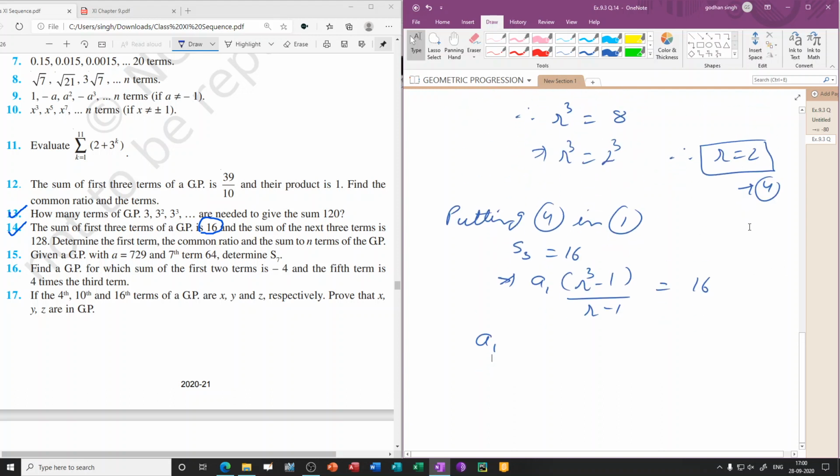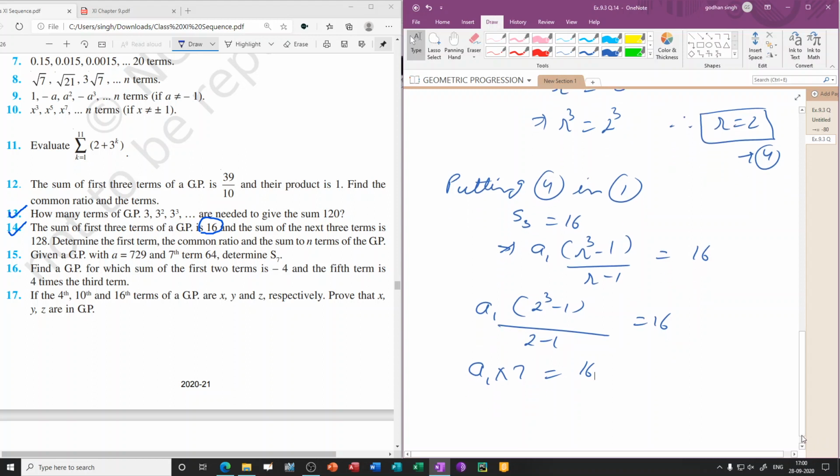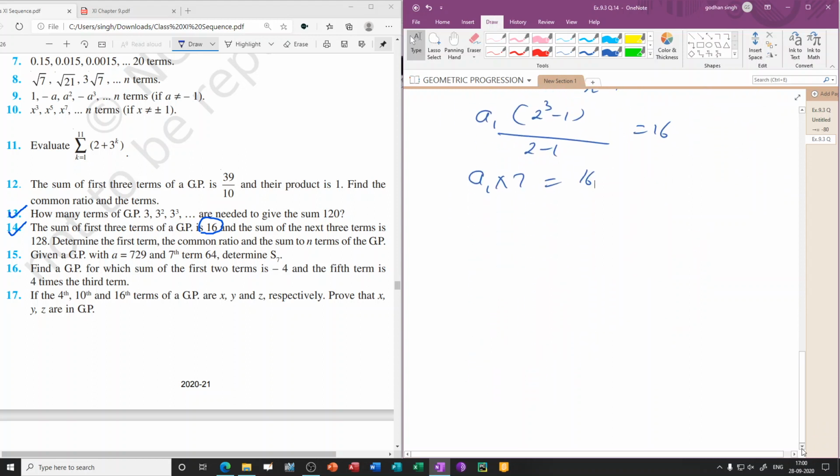Here a is 2, r is 2, so we'll put it here: a1 times 2 cubed minus 1 over 2 minus 1, and that is equal to 16. So this will give us a1 into 8 minus 1, that is 7, and 2 minus 1 is 1, equal to 16, and this will give us a1 as 16 by 7. So very simple calculation it is. Therefore a1 equal to 16 over 7. So this is the value of a1.